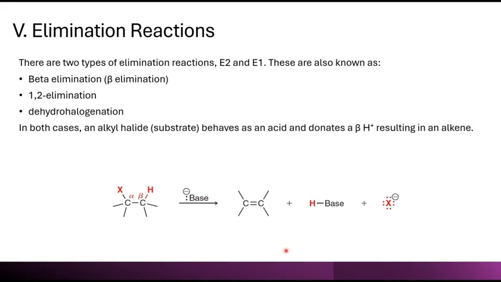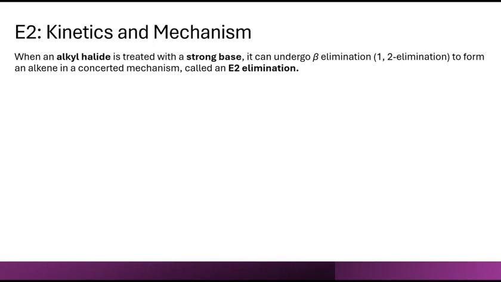In both cases, the end product will be an alkene, and the conjugate acid of that base, or H-base, and X- will be released. Mechanism may be concerted via E2 or stepwise via E1. E2, kinetics and mechanism. When an alkyl halide is treated with a strong base, it can undergo beta elimination or 1,2 elimination to form an alkene in a concerted mechanism called an E2 elimination.